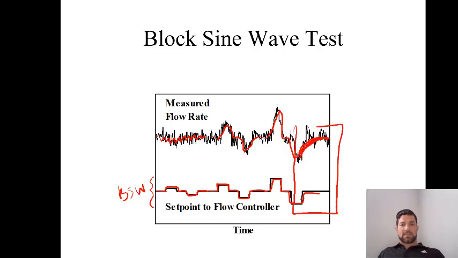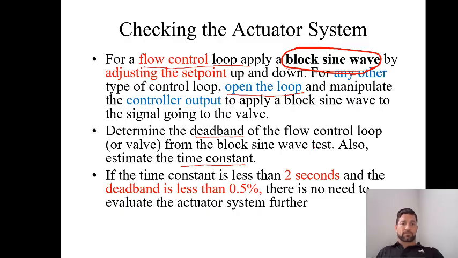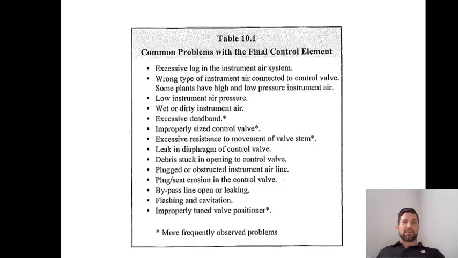And by looking at the input versus output, we can fit a potentially first order plus dead time model. From this, we can estimate what the lag, or the tau p, is for the process, and see if this falls within the characteristics of our actual flow control or control valve. All right, so the time constant should be about 2 seconds and the deadband should be about 0.5%. And we can determine those things from the block sine wave test.